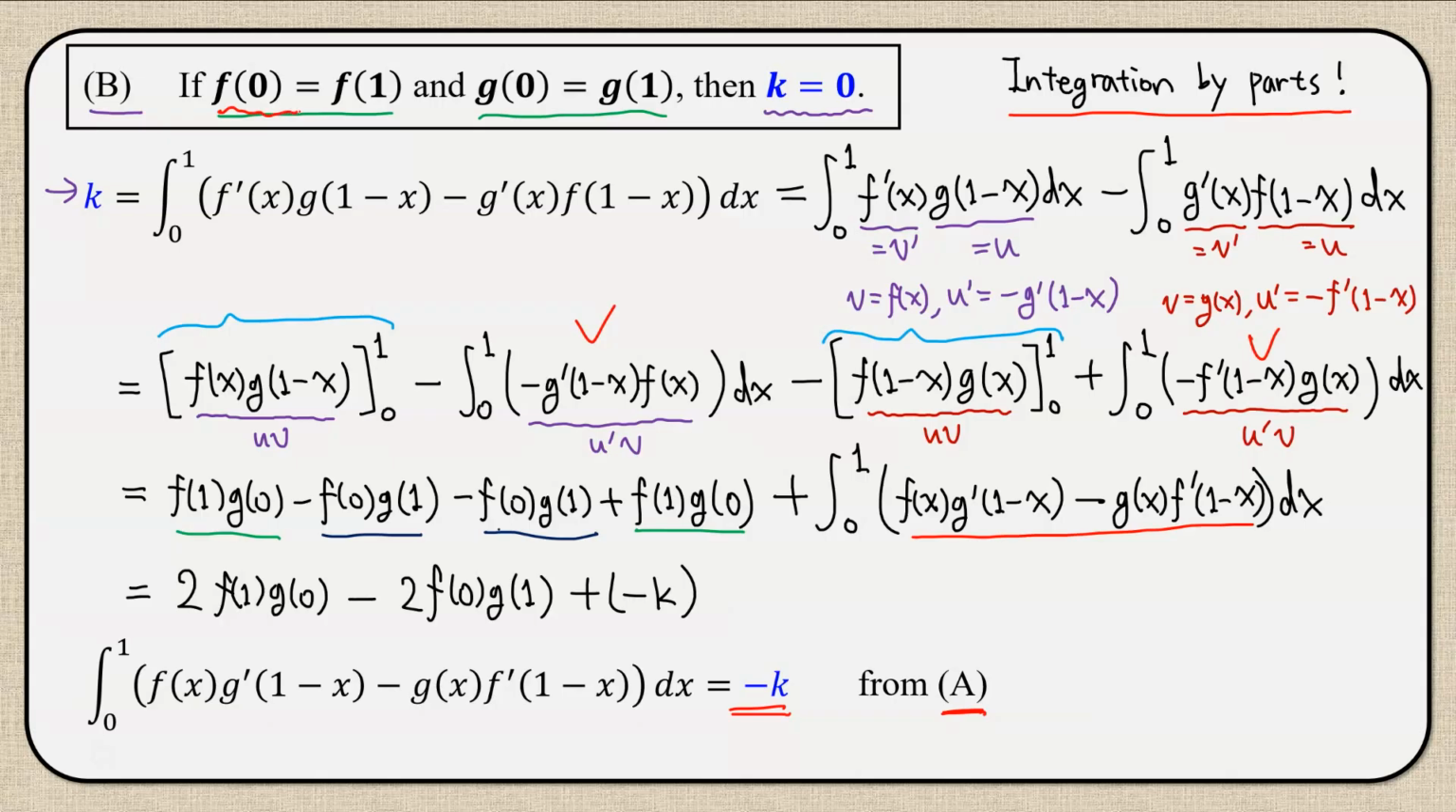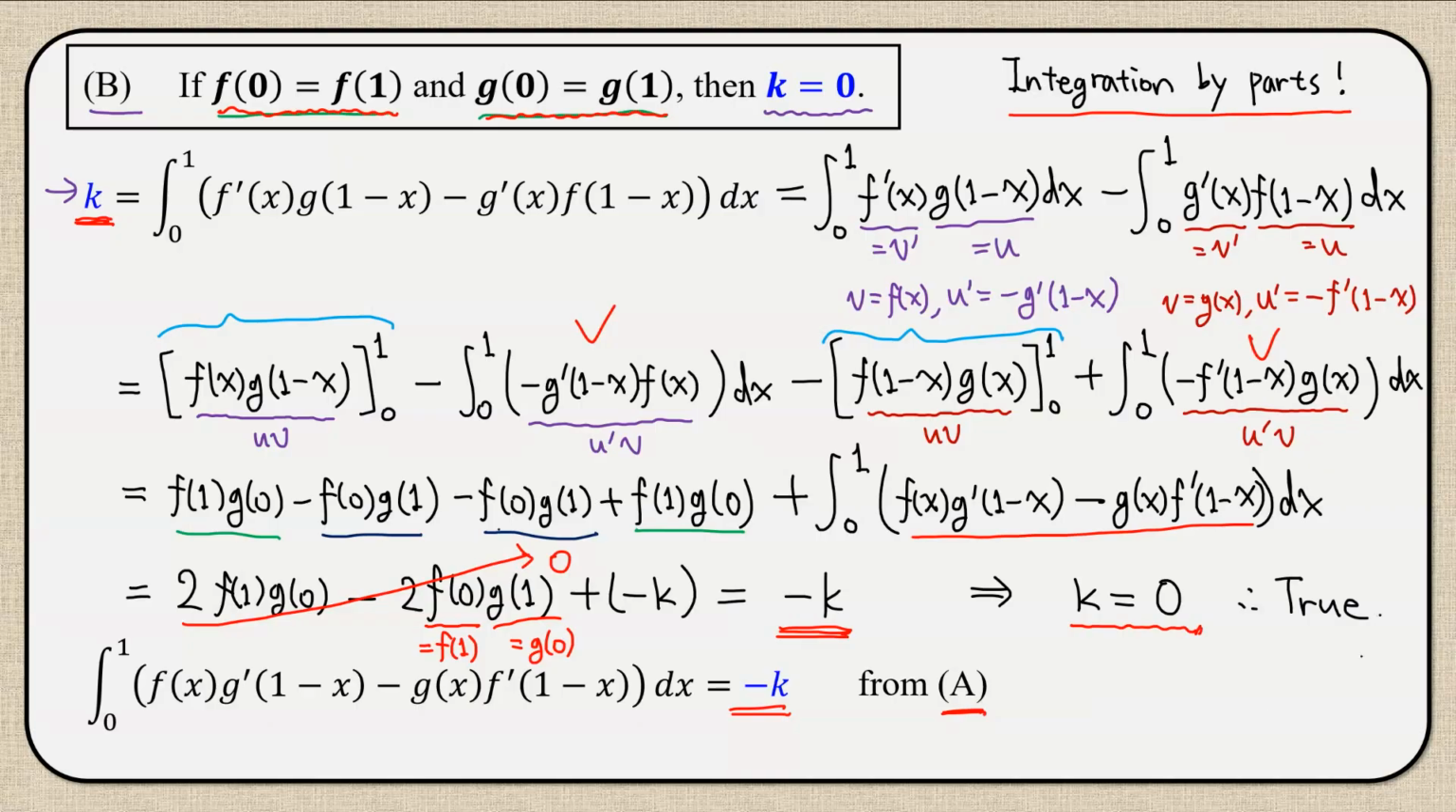Here, under the conditions f(0) equals f(1) and g(0) equals g(1), we know that this part becomes 0. So we just have minus k. So we have k equals minus k here, meaning that k equals 0. Therefore, statement B is also true.